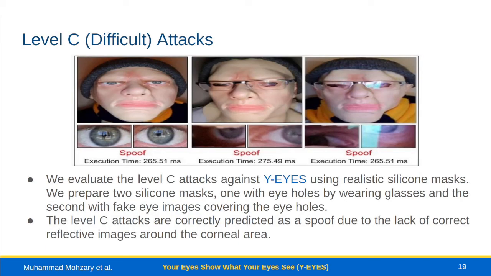Finally, level C attacks. We evaluate the level C attacks against our method using a realistic silicone mask. First with eye holes by wearing glasses, and the second with fake eye images covering the eye holes. The level C attacks are correctly predicted as spoof due to the lack of corneal reflection images around the corneal area.